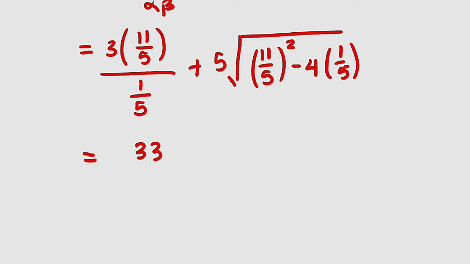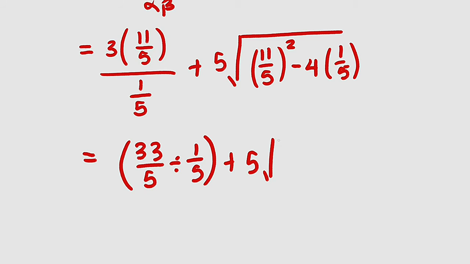So we have 33 divided by 5, also divided by 1 divided by 5, right? Then plus 5 multiplied by the square root of 11 squared, which is 121, divided by 5 squared, which is 25. Then minus 4 divided by 5.